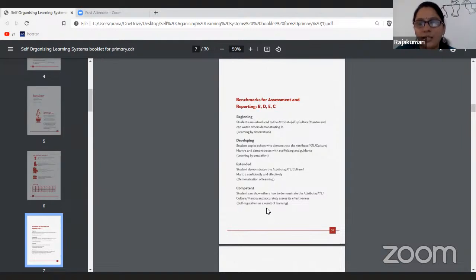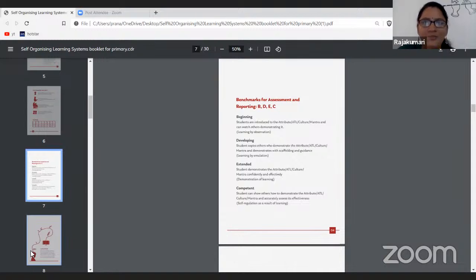So the competent stage is all about self-regulation as a result of learning. That means you are able to demonstrate effectively all by yourself, and then you can also make others learn it from you. Okay, these are the 4 benchmarks. Hope you are registering this in your minds, everybody.